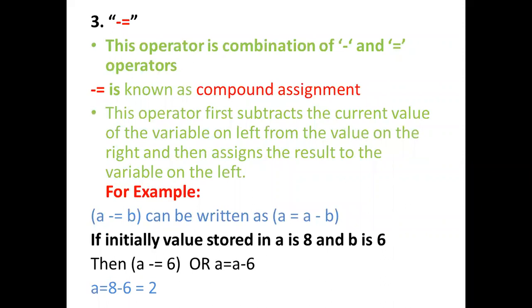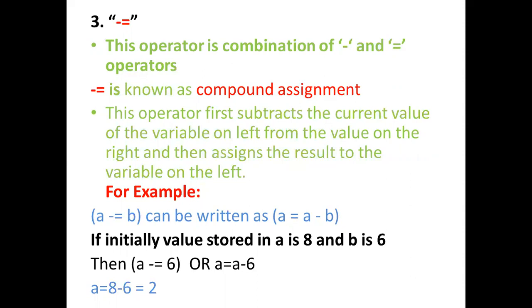Third one is minus equal to. This operator is a combination of minus and equal to operator. The minus equal to is known as compound assignment. This operator first subtracts the value on the right from the current value of the variable on left and then assigns the result to the variable on the left. For example, a minus equal to b can be written as a equal to a minus b.